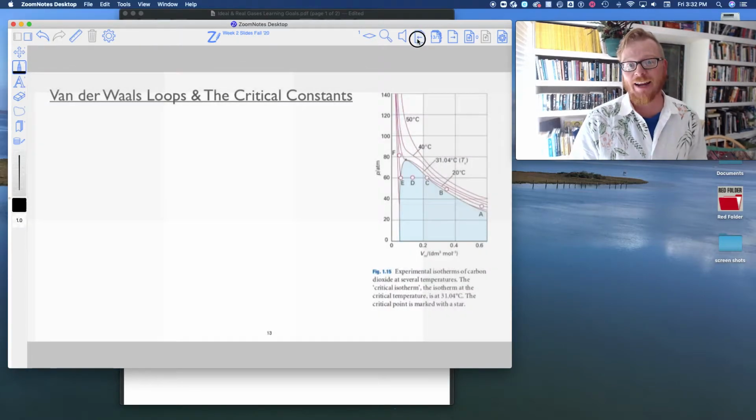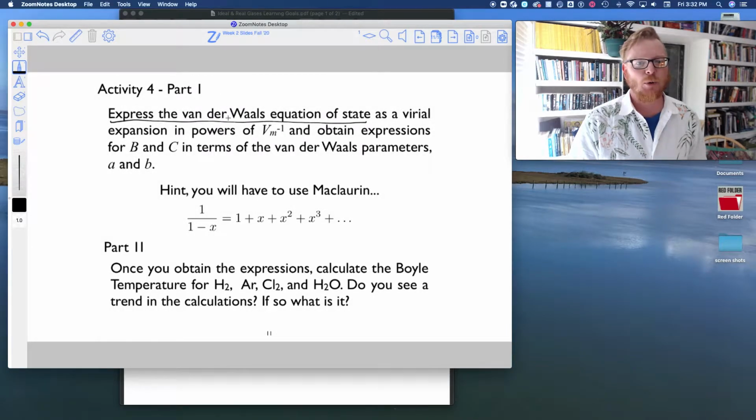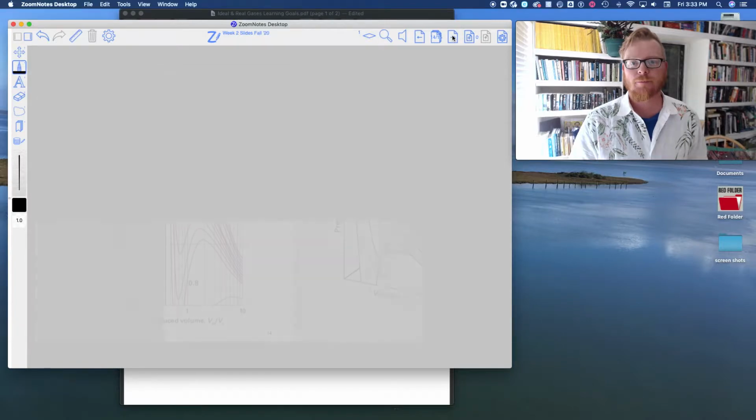So let's go back and read what the rest of the problem says. Express the van der Waals equation of state. Okay, we did it. We expressed it. As a virial expansion in powers of 1 over Vm. Okay, let's break that down now. Let's talk about what this virial expansion in powers of 1 over Vm means.